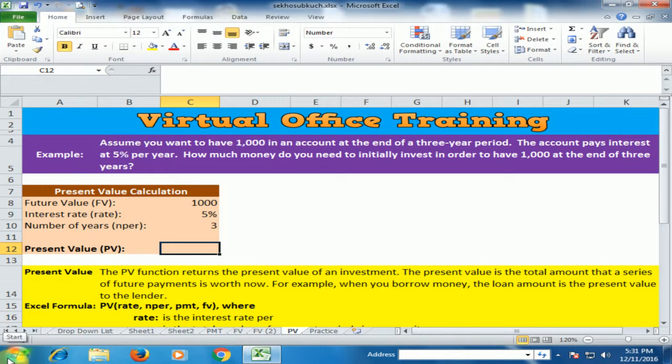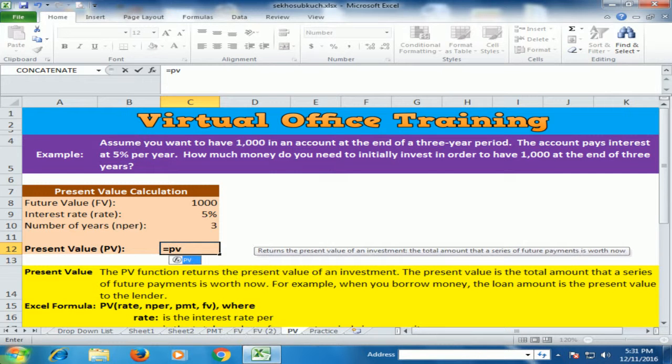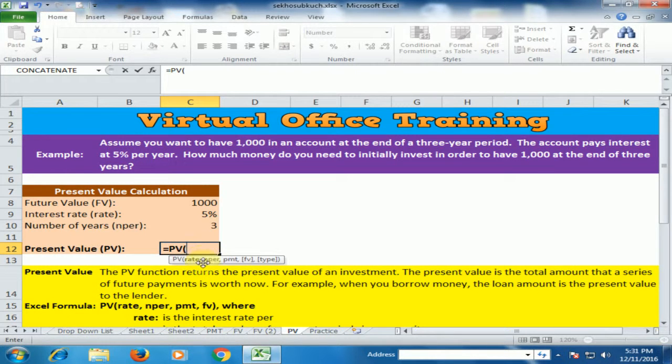Just type equals and PV, and here is the rate. First you can see here it will ask you for the rate. What is the rate? This rate, comma, and second is the number of periods. Number of periods is 3. Just select this cell. And third option is payment. There is no payment available, so you can type 0.